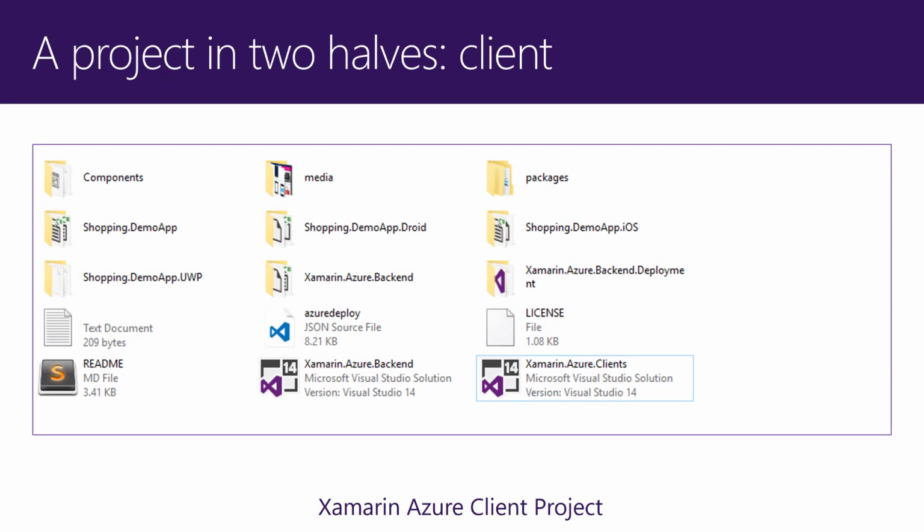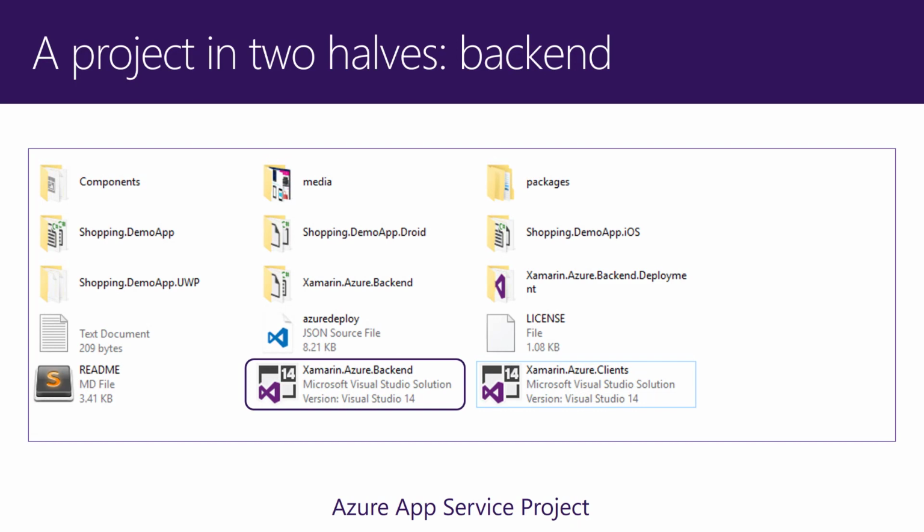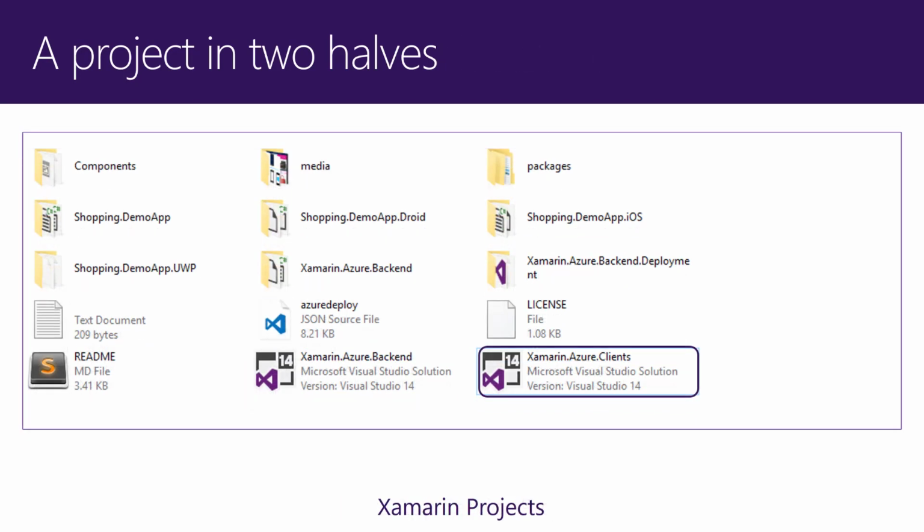So this is a project in two halves, or a solution in two halves, I should say. So you can see here we actually have two solutions. We have the backend solution, which contains our ASP.NET backend. It's our app service. So it's got some special app service NuGet packages that unlock some magic for creating mobile backends. And then we have our client apps, which is our traditional Xamarin solution. So this has got 4 projects within it. It's got our shared code, our iOS project, our Android project, and our standard UWP project.